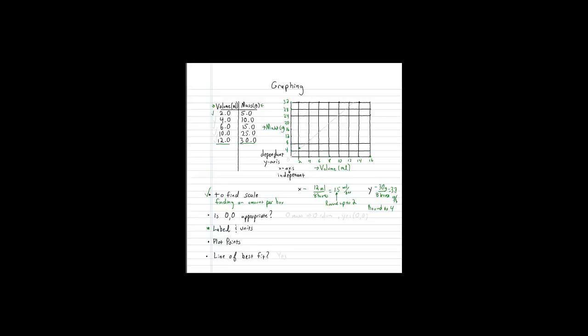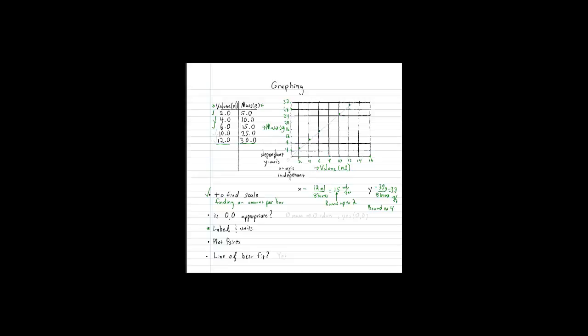Our next point we have here is 4 milliliters. So 4 milliliters has a mass of 10, so we'll go down to find 4 milliliters, and then we'll put that right here where 10 would be, right in the middle of 8 and 12 on that y-axis. Check that point off. 6 and 15. Now that's going to be closer up to the 16. 10 and 25. The 25 is going to be a quarter of the way up from the 24. And lastly, we have 12 and 30. 30 is going to be halfway in between. So now we have a nice set of data graph.